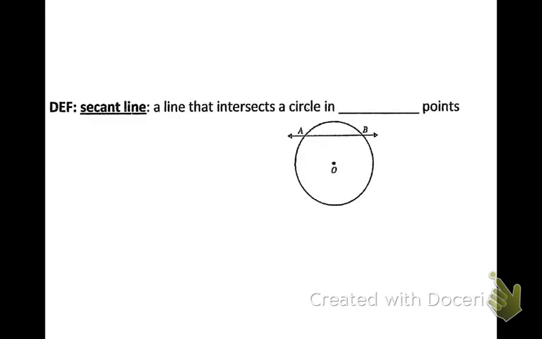A secant is a line that intersects a circle in 2 points. Similar to a chord, except it keeps on going outside the circle. It's a line. A chord is a line segment. A secant is a line.